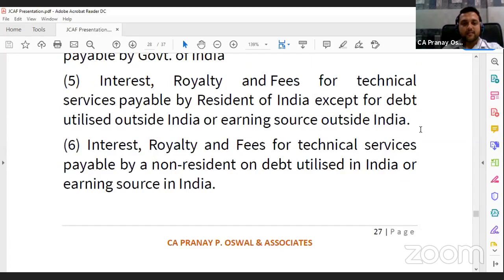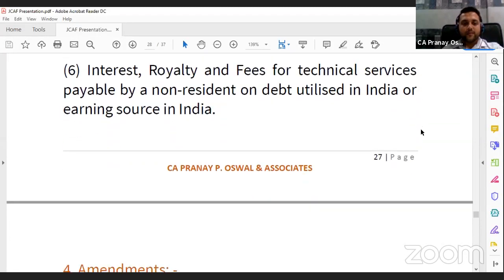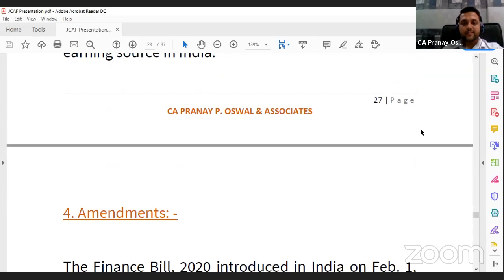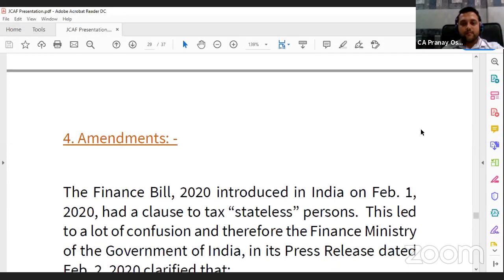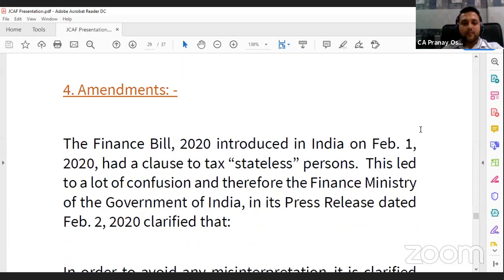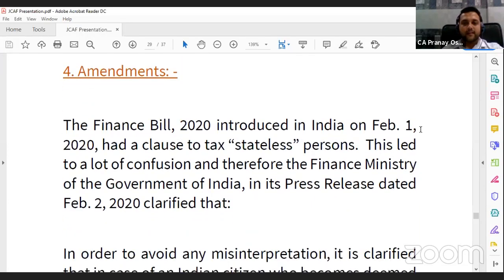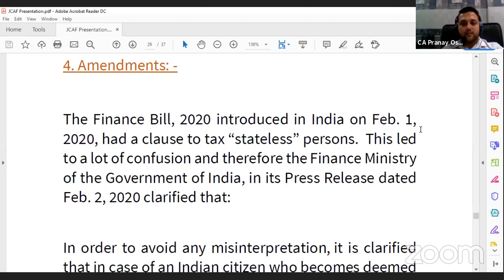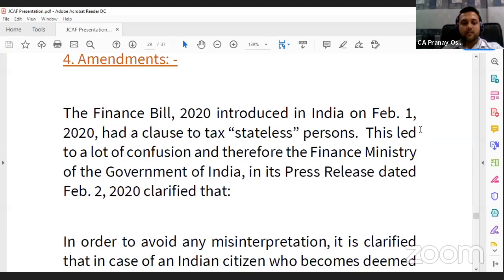I have not discussed this in detail. The main focus of the presentation will be determination of the residential status of an individual taxpayer. And this is the major amendment which has happened in the Finance Bill. So I've highlighted it separately in the presentation. I would just like to read how and when the bill got the assent of the President.